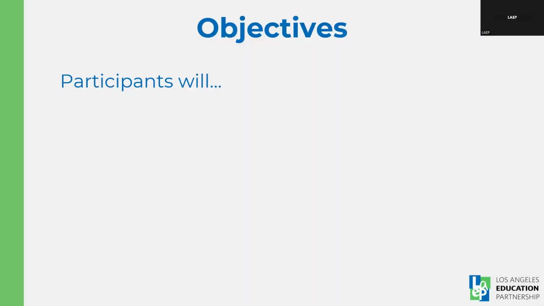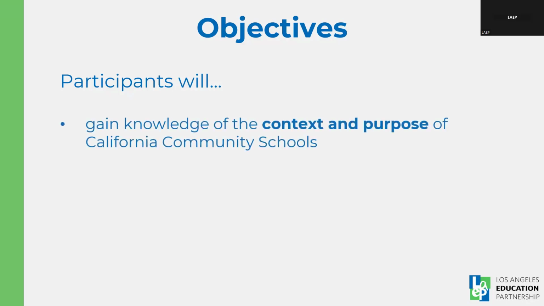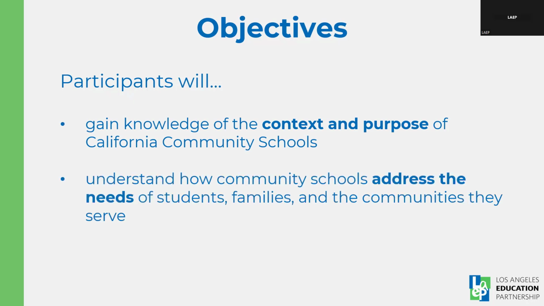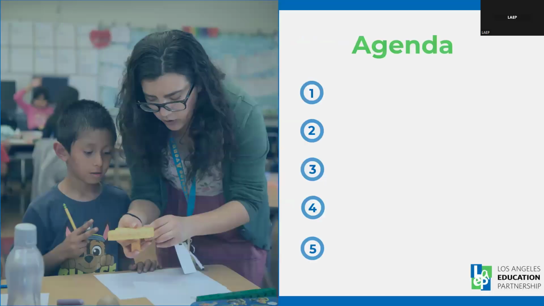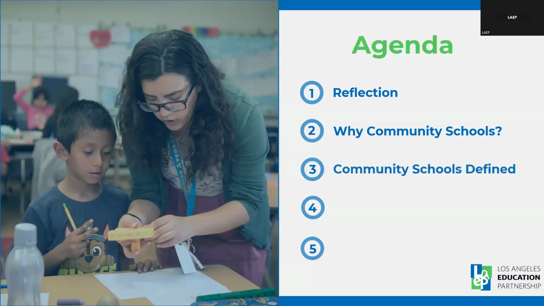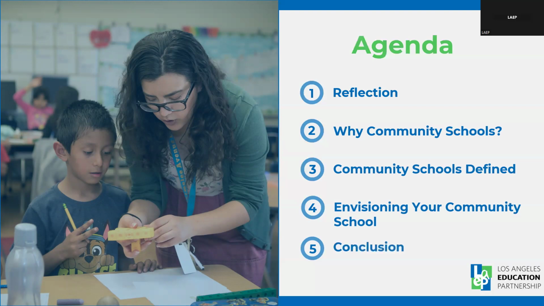We hope that by the end of this session, you will gain knowledge of the context and purpose of California community schools and understand a bit more about how community schools address the needs of students, families, and the communities they serve. We're going to be doing this by reflecting, building some context of why community schools came about, defining community schools, and envisioning what community schools can do for our families, students, and communities. We'll conclude by inviting you to participate in reflective activities for this session.